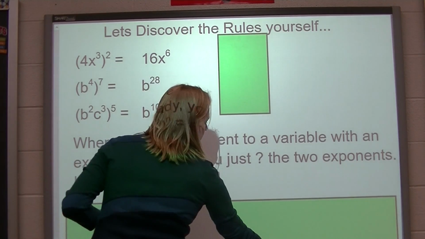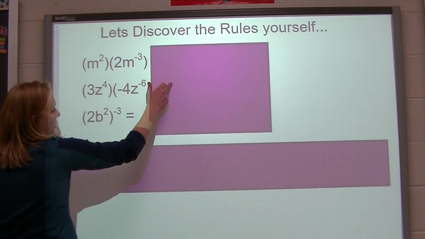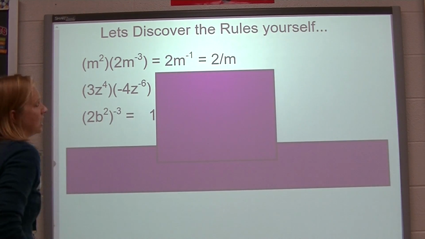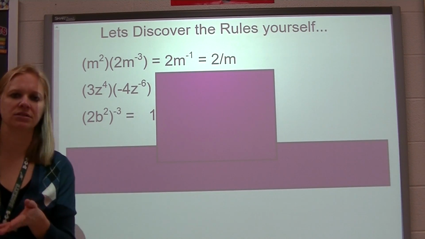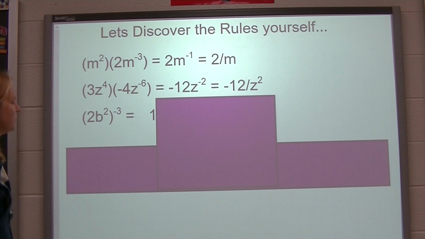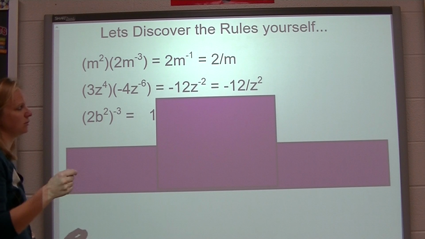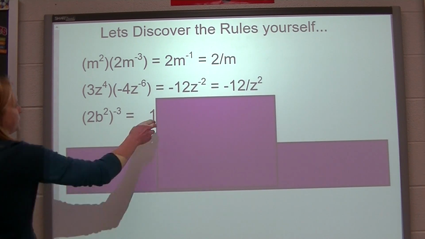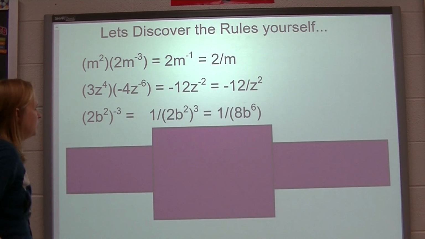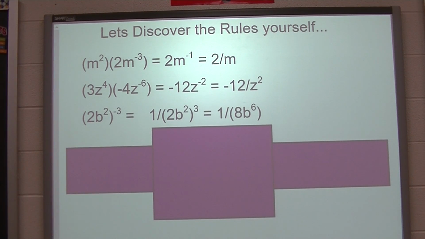Okay, let's look at another property here. When we have m squared times 2m to the negative third, that equals 2m to the negative first, but we have to write that as 2 over m. This is simplified. 3z to the fourth times negative 4z to the negative sixth is negative 12z to the negative second, which is negative 12 over z to the second. And then 2b squared, all to the negative third power, is 1 over 2b squared to the third, which is 1 over 8b to the sixth.